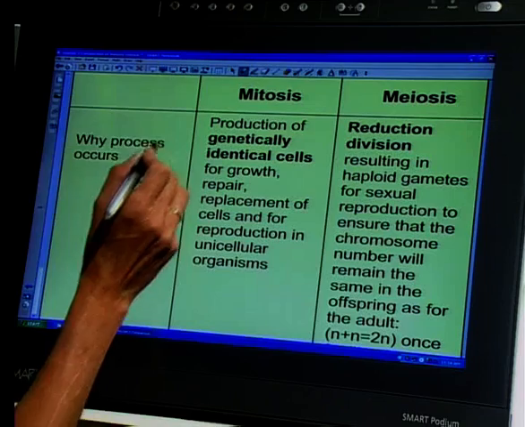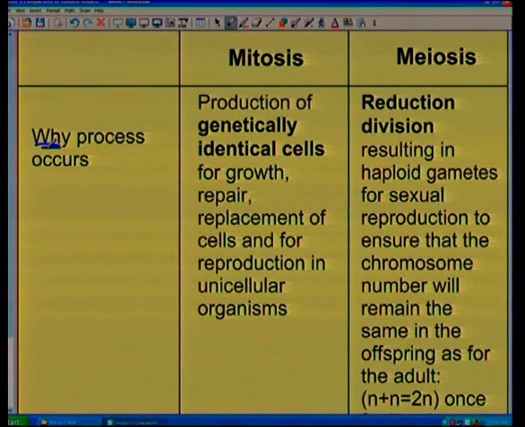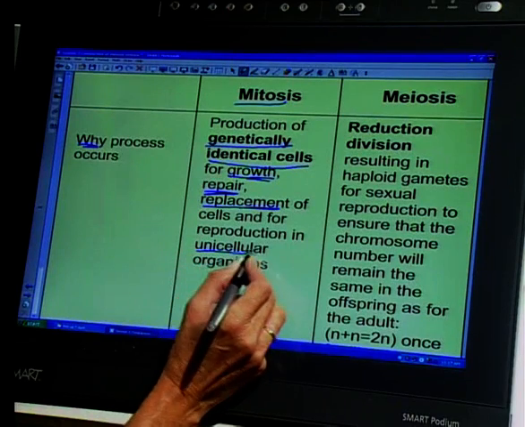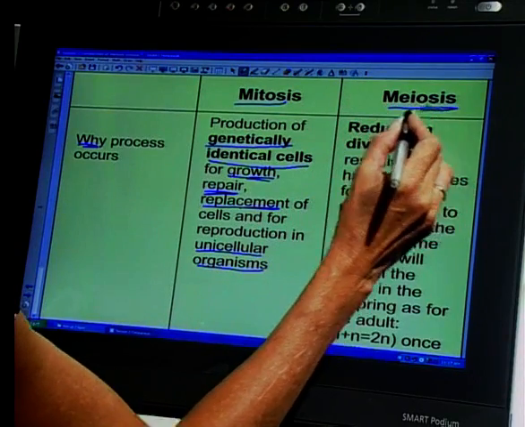Okay, now why does the process occur? Well, first of all, mitosis is to make new cells that are identical, genetically identical cells. Why? For growth, for repair, and for replacement of cells. And then for reproduction in unicellular organisms. Why? Because they only have one cell. There is no reproductive organ. So you have that one little cell that then undergoes mitosis to make more of itself, for example, bacteria.